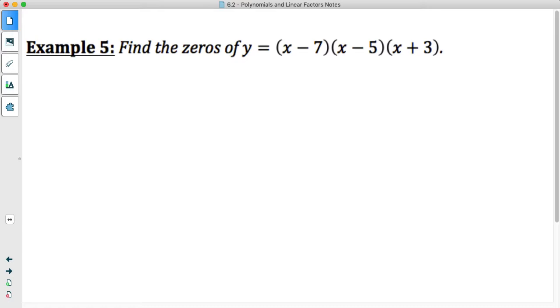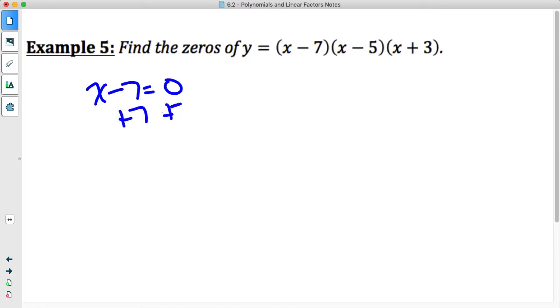Alright, so this one, again, go ahead, pause the video, try it out, and see what you get for your zeros. So again, hopefully you tried that, and now you're ready to do this. Again, all we're doing is we're taking each of these parts, and we're going to set them equal to 0. Oops, getting ahead of myself. Let's just start that whole thing over again. Alright, set it equal to 0.